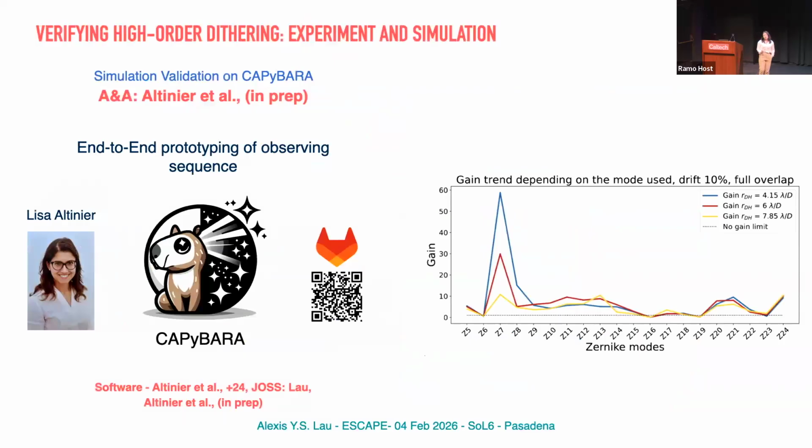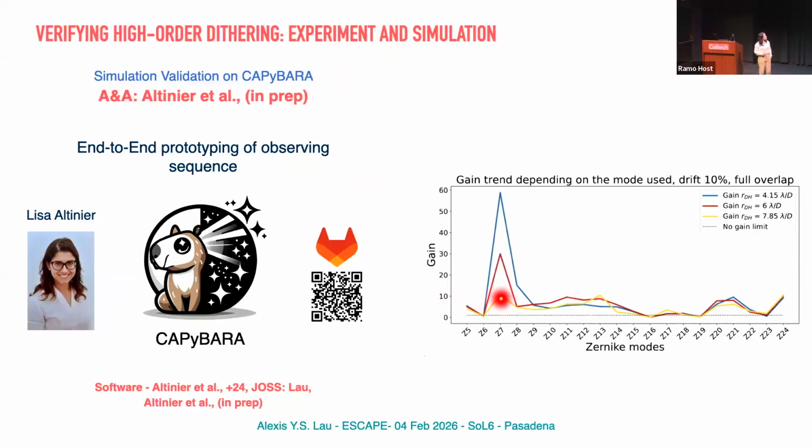So to verify whether the idea of high-order dithering actually works or not, we combine simulations and experimental approaches. First of all, on simulations, Lisa has been working on end-to-end prototyping of the observing sequence. Her work gives us more idea about how the achievable gain of high-order dithering depends on the injected aberrations, jitters, and drift regimes. And now we can see that in simulation it works.